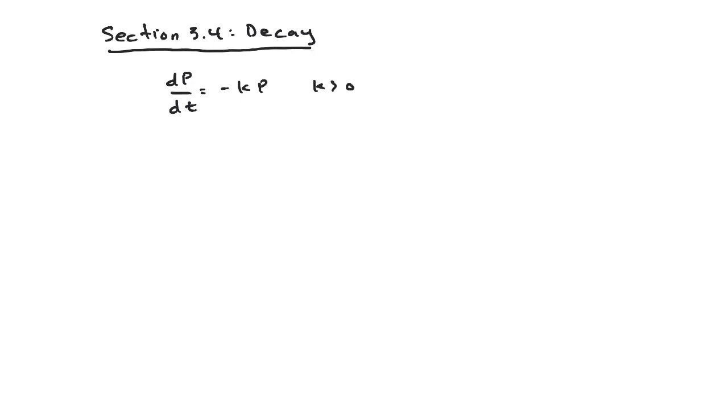And so in this case, instead of having just dP/dt equals kP, we have a minus kP, which means that when I write the general solution for this, it's going to end up being P of t is equal to P naught e to the minus kt. And the most common application of exponential decay that we'll look at is what's called radioactive decay.